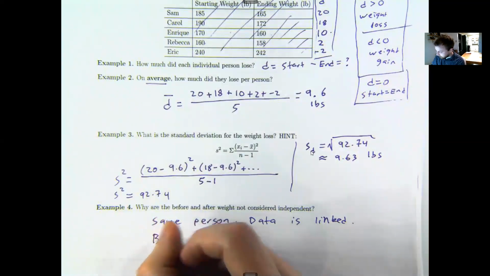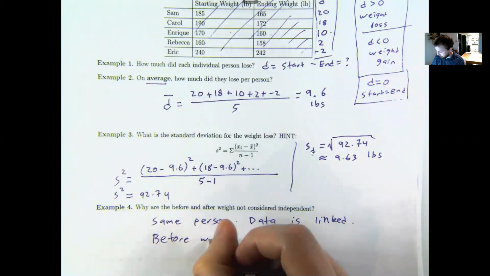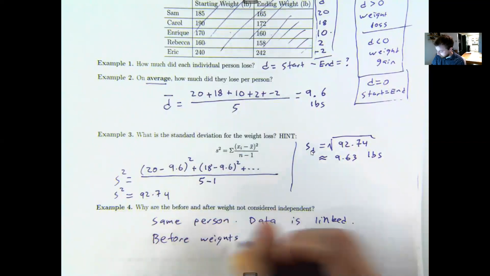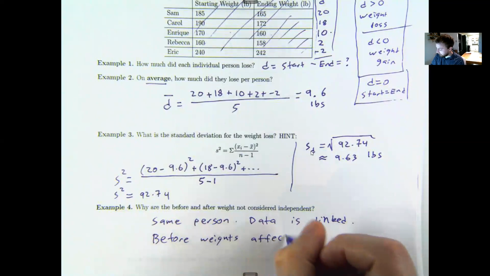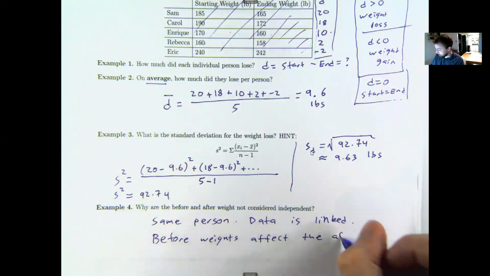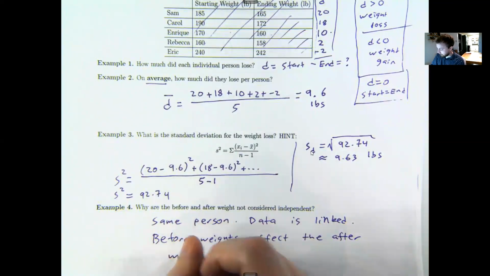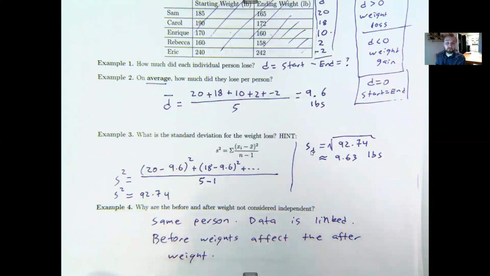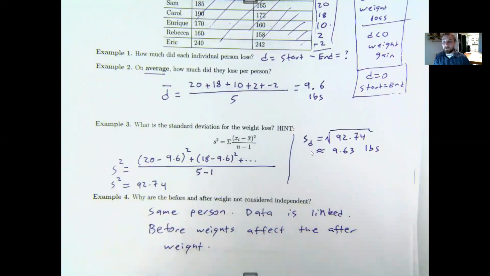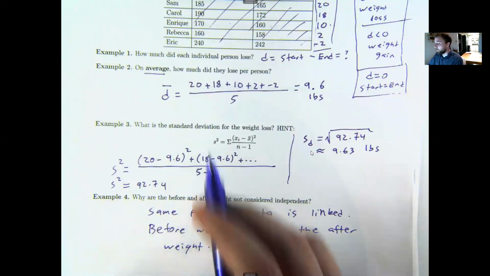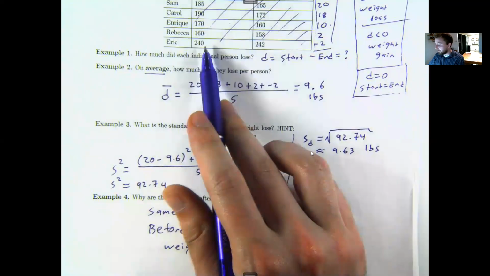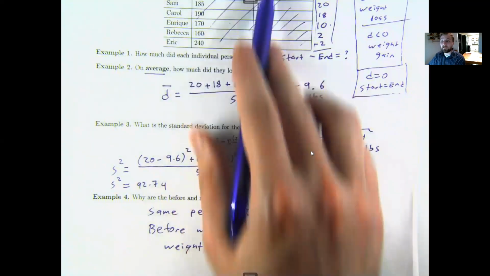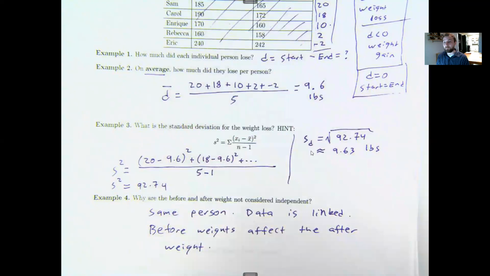The reason for this is the before weight affects the after weight. So for example, it's going to be really unlikely that someone goes from 120 pounds to 300 pounds, but if someone started at 350, they could conceivably end up at 300. That's a bit more realistic. So whatever weight they start at, in some sense, that's predicting what their ending weight will look like. There's a relationship between the variables.